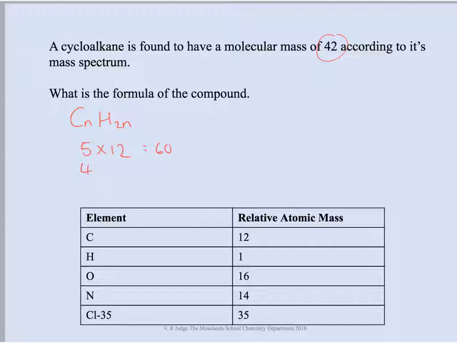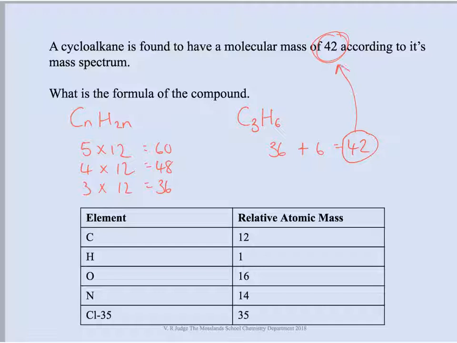So cyclobutane would give us 48, again too high. So let's go for cyclopropane, which would give us 36, and then we need to add on some hydrogens and check that it comes to 42. According to the general formula, for cyclopropane, if we've got 3 carbons, we have twice as many, 6 hydrogens. So 36 plus the 6 for the hydrogens would give us a molecular mass of 42, which matches with the question, so C3H6, cyclopropane. That's what's been put into the mass spectrometer.